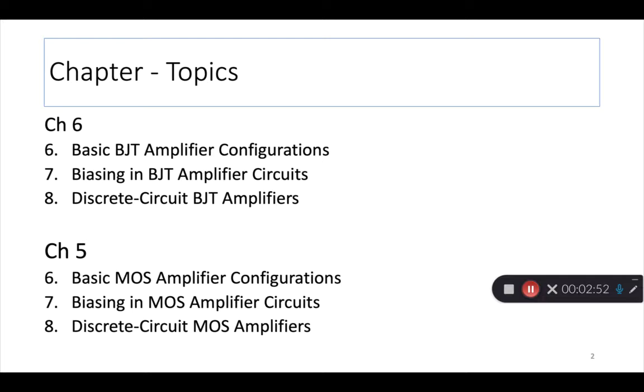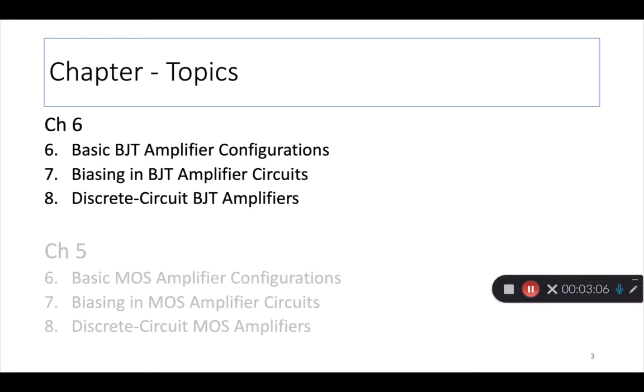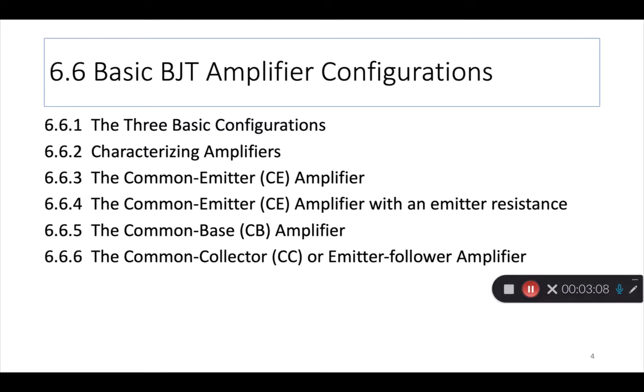All right, so let me start with chapter 6 because as you know, I always try to do BJTs first and then MOS later. So following that trend, we'll do chapter 6 first. Chapter 6, we are covering 6.6, 6.7, 6.8, and that finishes the chapter and the material on amplifiers. So in 6.6, in the textbook, we are introduced to basic BJT amplifier configurations.